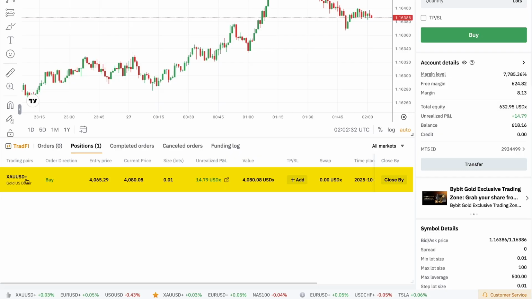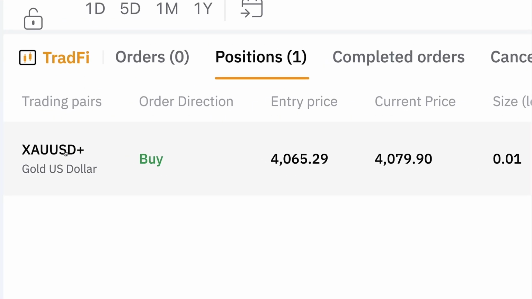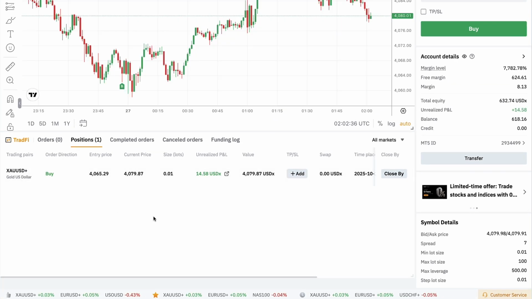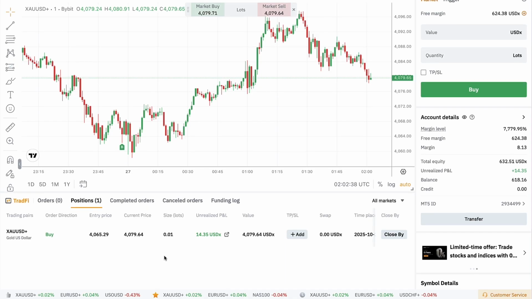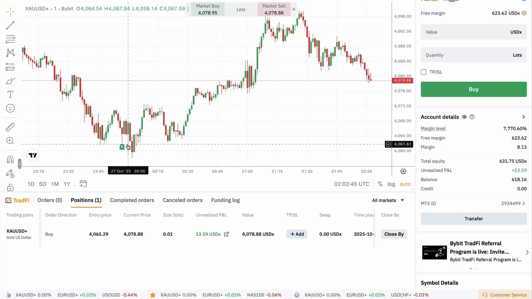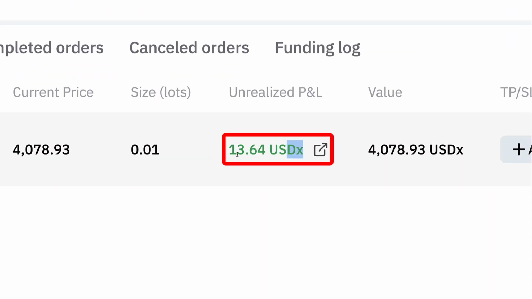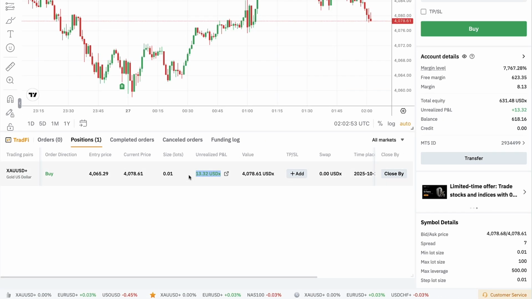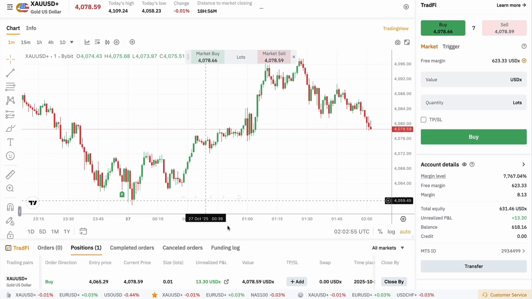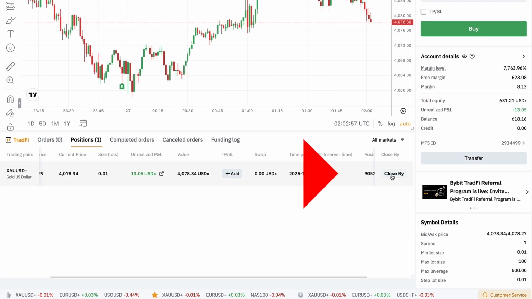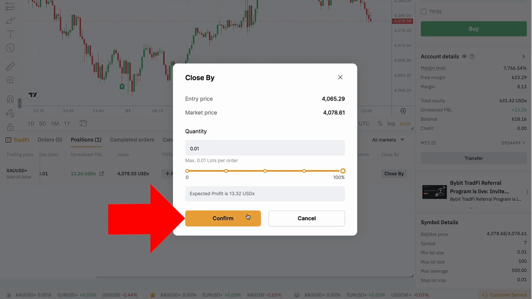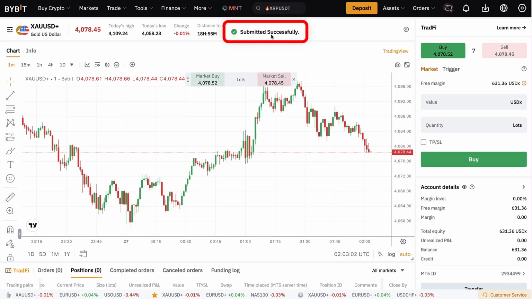Here I have also an example trade open with gold versus US dollar that I just opened a little bit before recording this video. And you can see gold went up a little bit. So this trade is more than $13 in profits already, which is nice. So when you want to take a profit, it's the same process. You can click here close buy, click here close, and you can see submitted successfully.